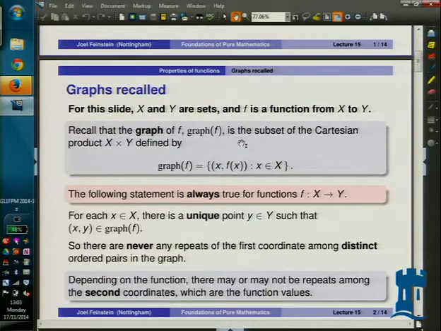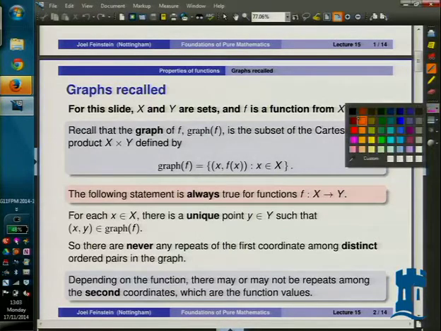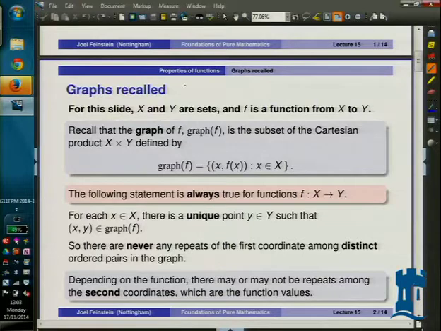So remember, X cross Y, oh, that's a strange colour. I'll just try a different colour. X cross Y, you'll remember, is the set of all pairs (x, y) such that x is in X and y is in Y.